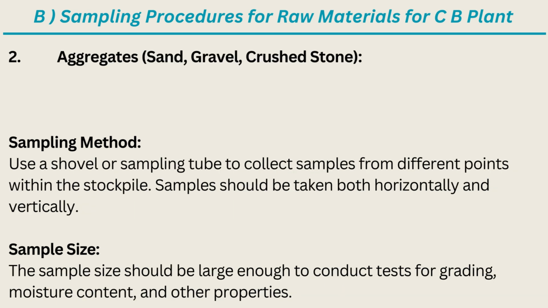2. Aggregates, sand, gravel, crushed stone. Sampling method: use a shovel or sampling tube to collect samples from different points within the stockpile. Samples should be taken both horizontally and vertically. Sample size: the sample size should be large enough to conduct tests for grading, moisture content, and other properties.